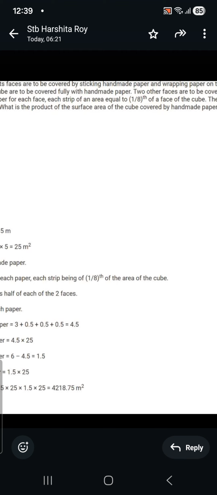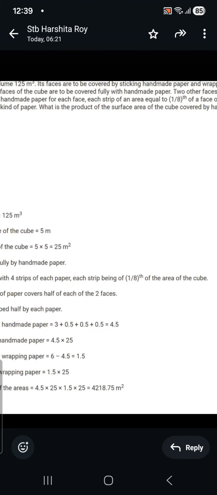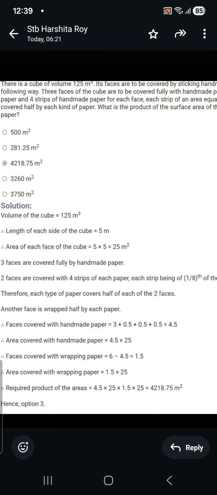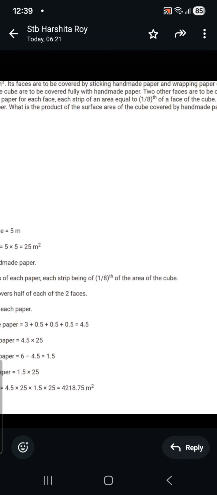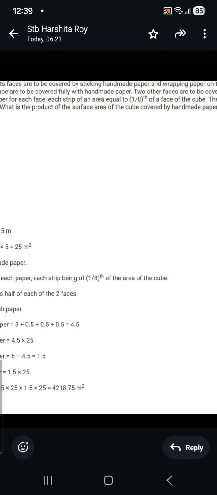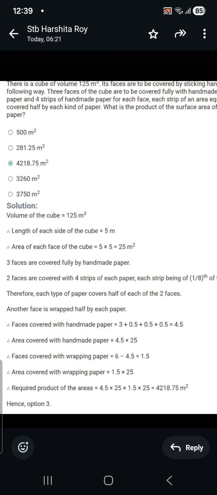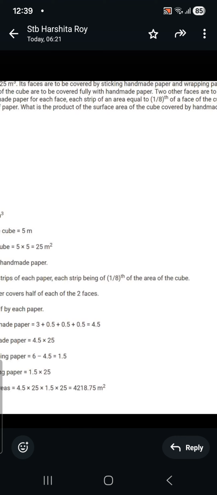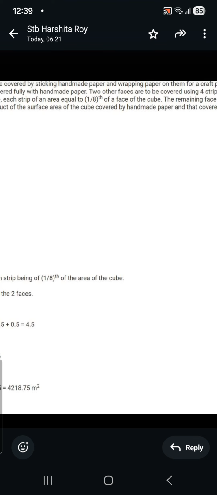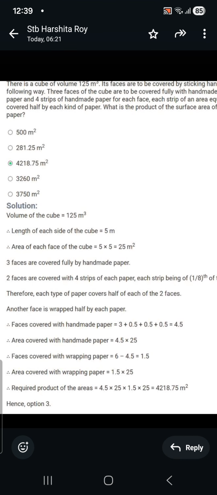Now, two other faces are to be covered using four strips of wrapping paper and four strips of handmade paper for each face. Each strip has an area equal to 1/8 of a face of the cube. The remaining face is to be covered half by each kind of paper. What is the product of the surface area of the cube covered by the handmade paper and that covered by wrapping paper? Okay. So basically, first understand the question.